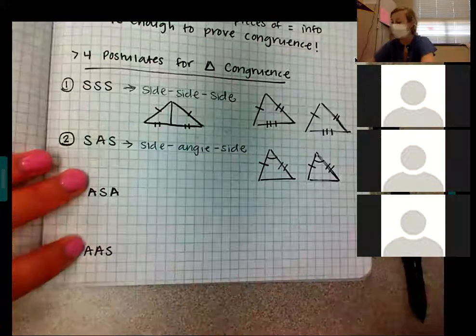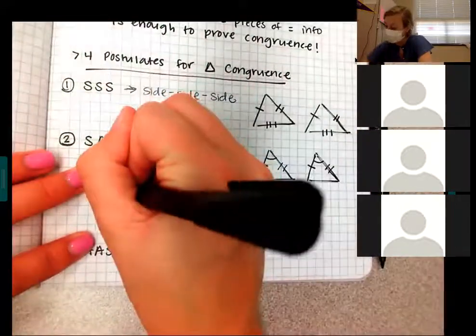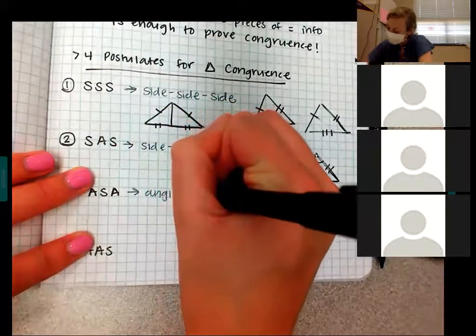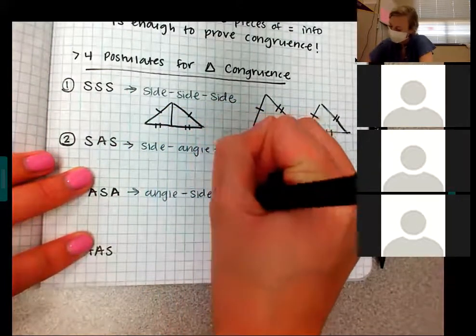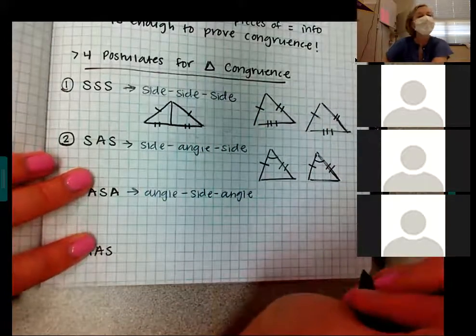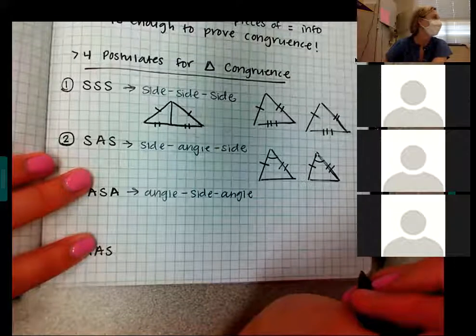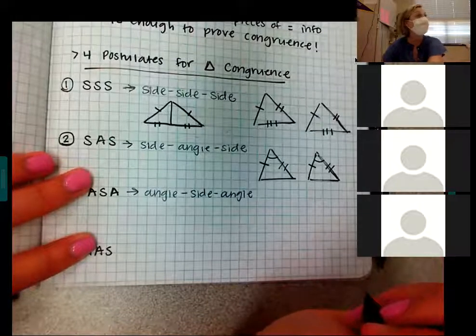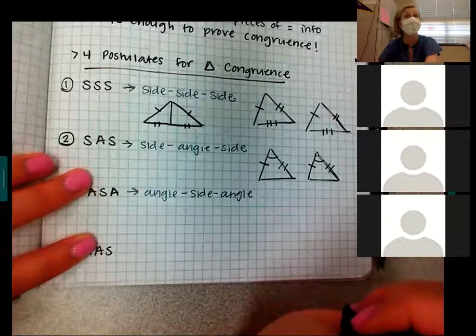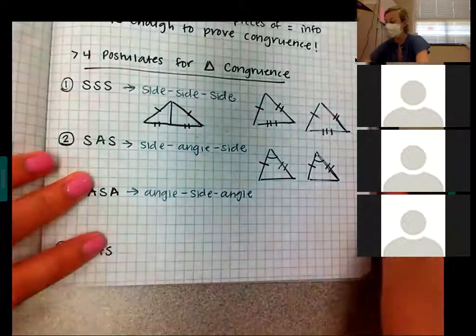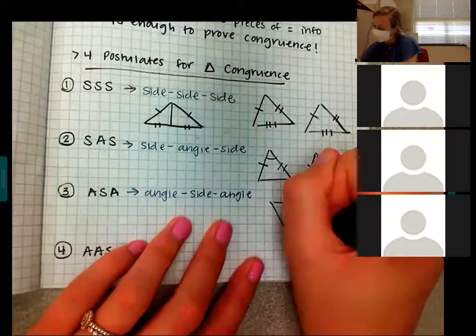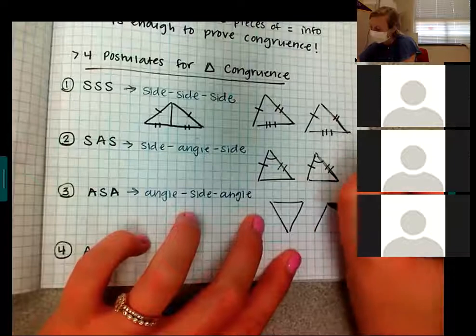All right, what y'all think ASA means? Angle side angle. So for this one, what is in the middle? The side. If you know two angles, you have to know the side in between them, okay? I'm gonna draw a picture. I'm gonna try to start drawing some funky triangles so y'all see stuff different ways.